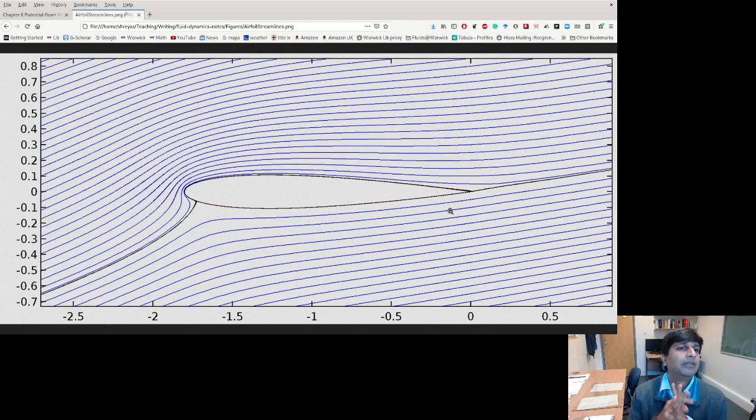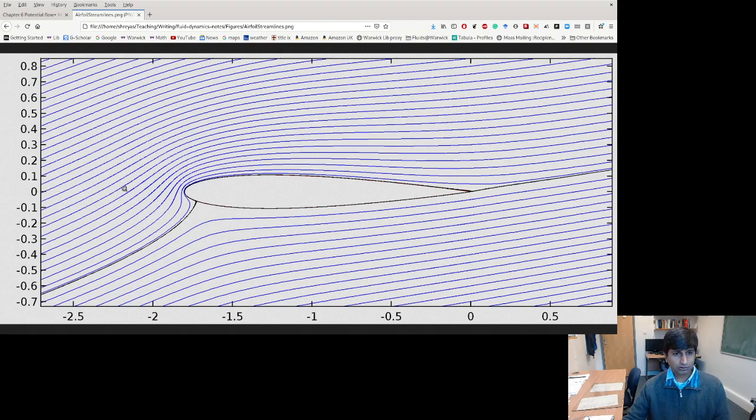So with a solution like this, what one can also do is compute the force exerted by the fluid on the airfoil. You would get a non-zero drag, because we're solving for viscous flow, so D'Alembert paradox does not apply, and we'll get a non-zero lift depending on the angle of attack. The angle of attack is the angle made by the airfoil to the oncoming flow. Here we have kept the airfoil horizontal, but have the flow come in at an angle, and that would be the angle of attack.